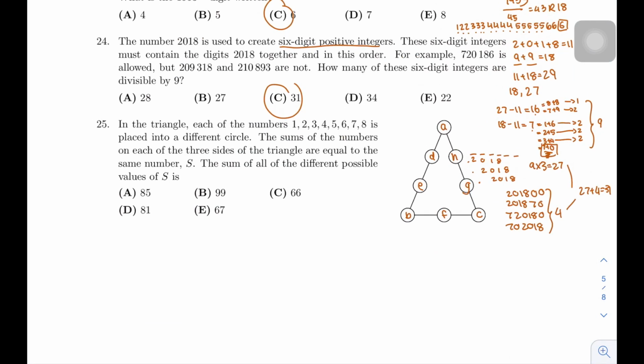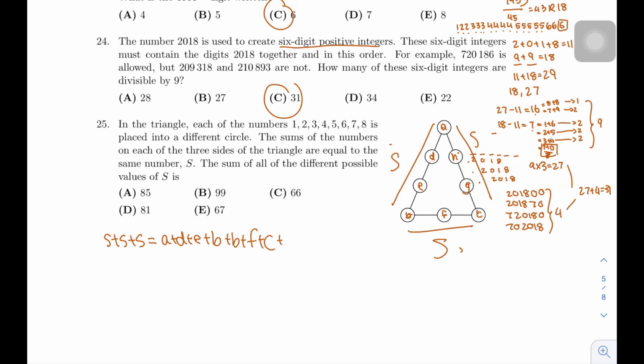And then I'm going to use some equations again. Because I know that this is S, this is S, and this is also S, if I add up all 3 S's together, I get S plus S plus S equals A plus D plus E plus B, plus B plus F plus C, plus C plus G plus H plus A. Simplifying this, I get 3S equals A plus B plus C plus D plus E plus F plus G plus H, plus the extra ones, which are A plus B plus C.